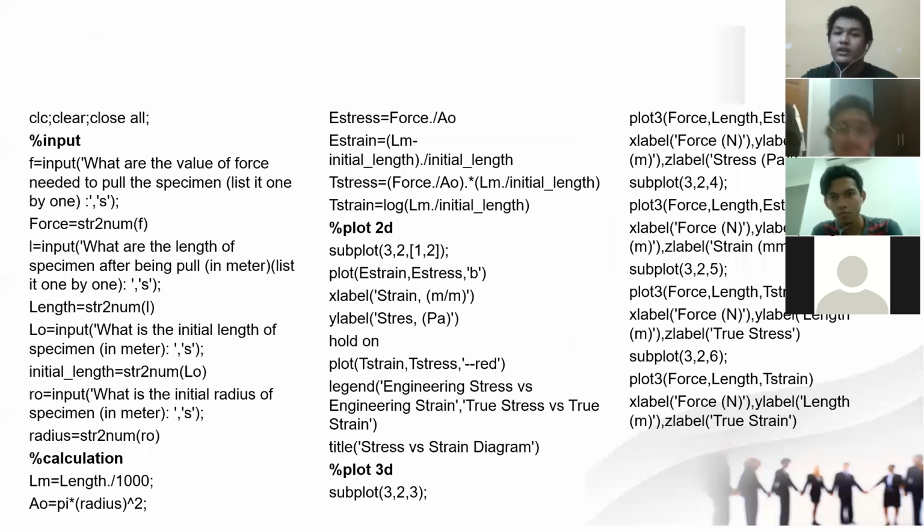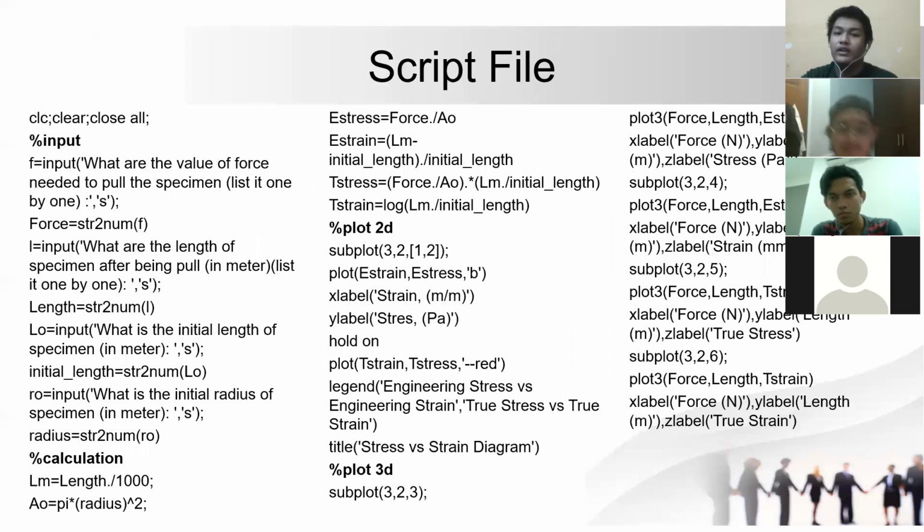So for the script file, the script file is divided into four parts. The first one is the input, the second one is our coding for calculation, the third one is our coding for the 2D plot, and the last one is our coding for the 3D plot. So we divide it into four parts.